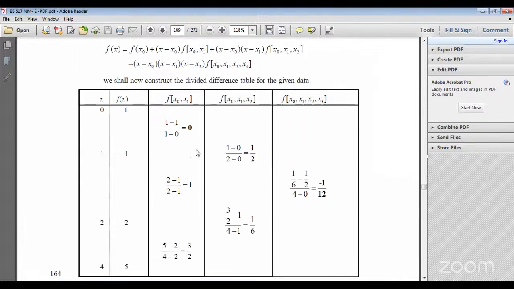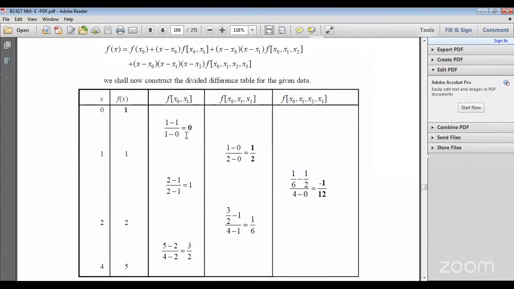So 1 minus 1 is 0, 2 minus 1, and in the denominator 5 minus 2. There is a mistake here, this is 4 minus 2. This is wrong. This one, 1 minus 1, 2 minus 1, is correct. 5 minus 2 is correct. Then 1 minus 0, 2 minus 1, and 4 minus 2, correct. So we get 1, 0, 3 by 2.